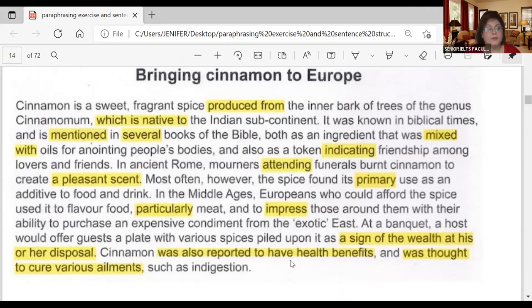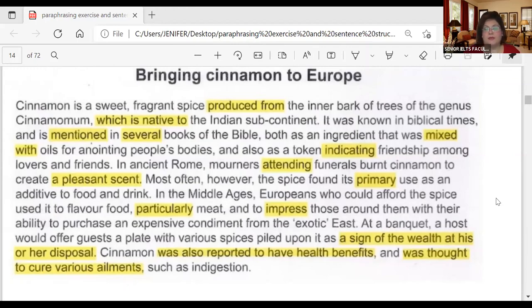Was also reported to have health benefits, was also said to be beneficial to well-being. Was thought to cure various ailments, was believed to heal different illnesses.